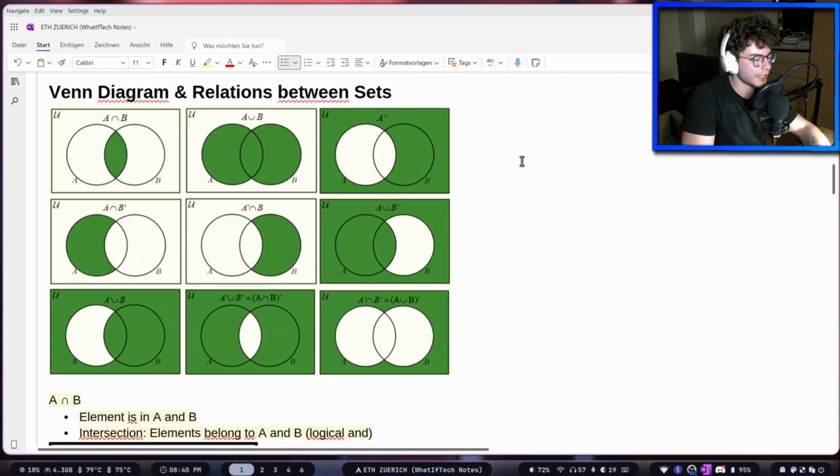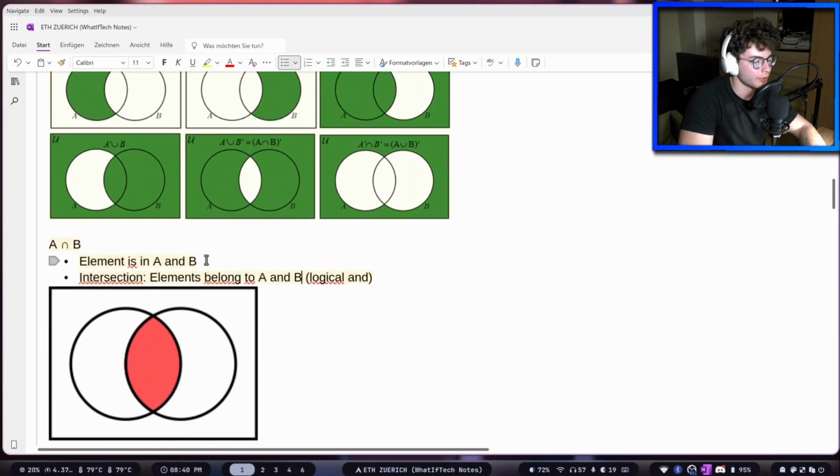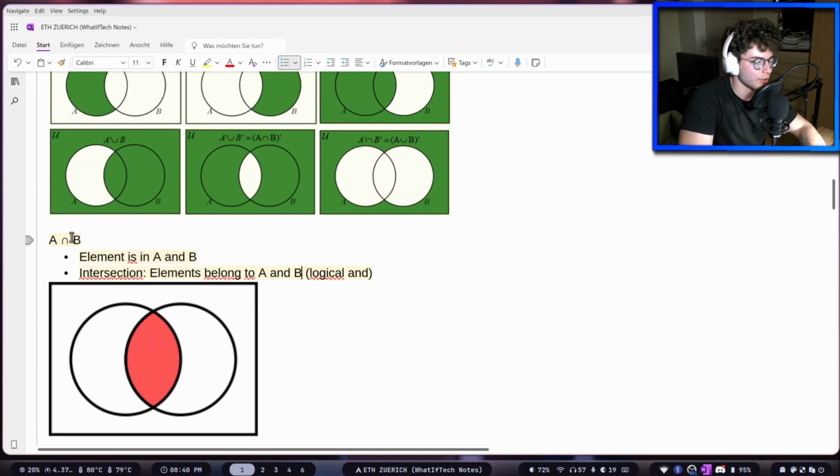The visualization of sets is done via the Venn diagram. It describes which elements are in a set and the relations between sets. There are many different types of relations and we're going to go over them now. So the bridge-like symbol is a logical AND connection. Elements are in the set A and in the set B. The symbol is called intersection.